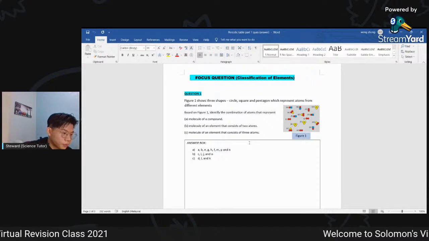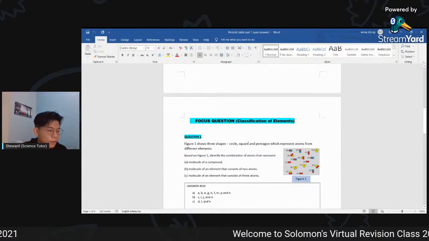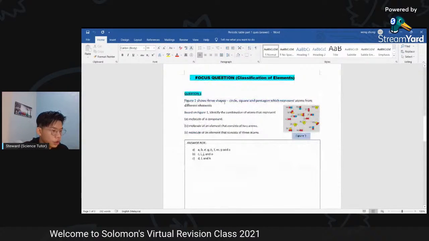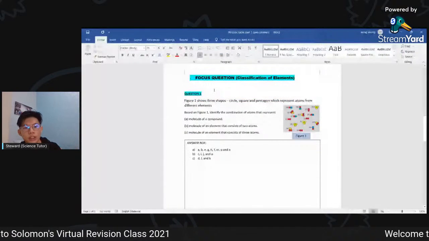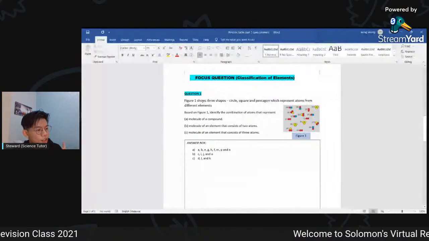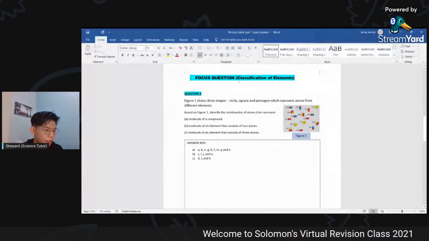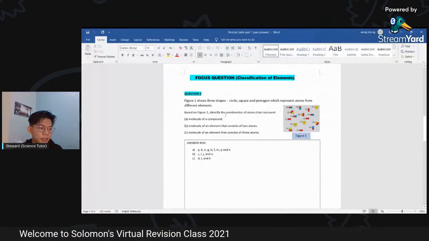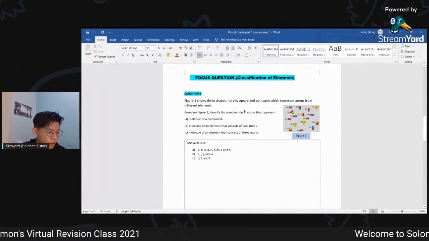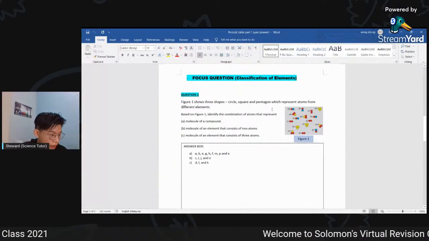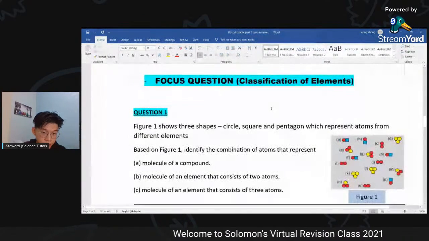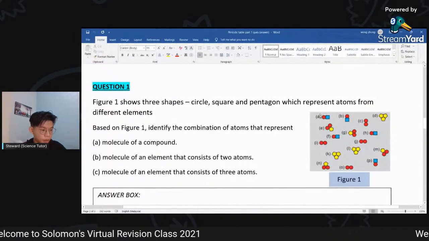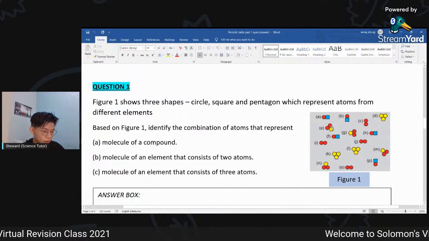Okay, so without further ado, let's proceed with our question. So for the first question, we only have 2 questions today, so it'll be quite chill for you guys. For the first question, we got this topic about classification of elements. Okay, figure 1 shows 3 shapes: circle, square, and pentagon, which represent atoms from different elements. Boleh nampak kan? So we got circle here, we got square, and we got pentagon. Ni, yang 5 segi ni.